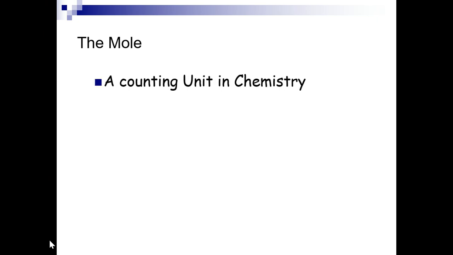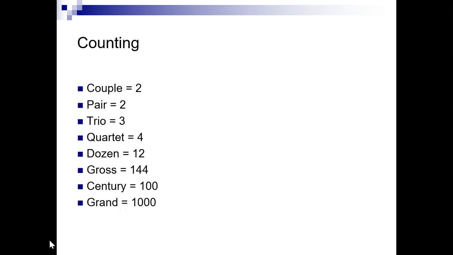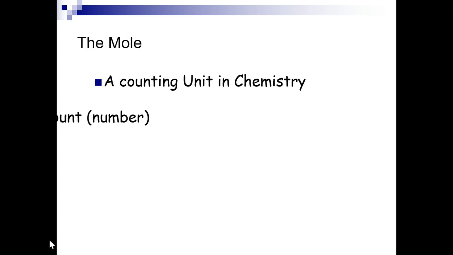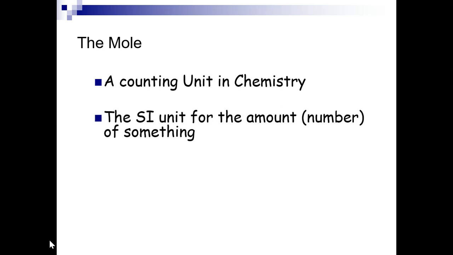So the mole is a counting unit in chemistry, meaning if we have to count particles, how many atoms, how many molecules, we don't count actual atoms or molecules. We use this very dozen-like unit called the mole. Same way we know a dozen means 12, we also know that a mole is going to be our label for a certain number of atoms or particles. So it's a number, it's a counting piece.